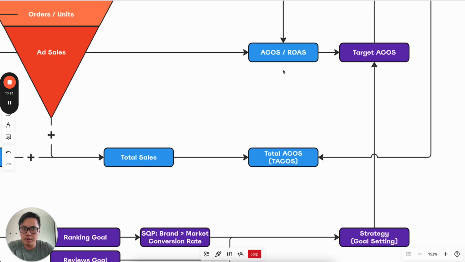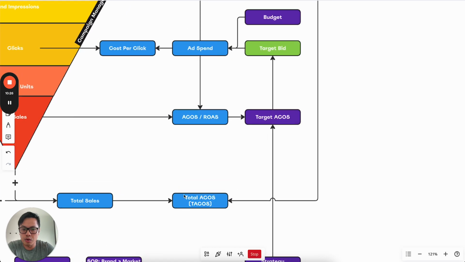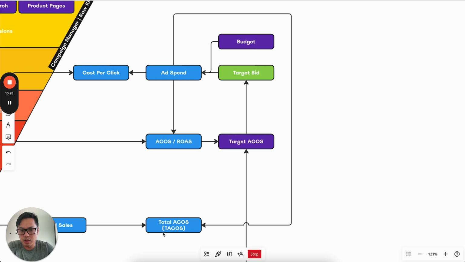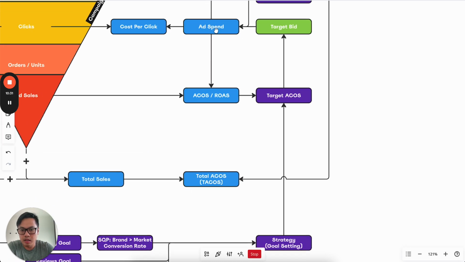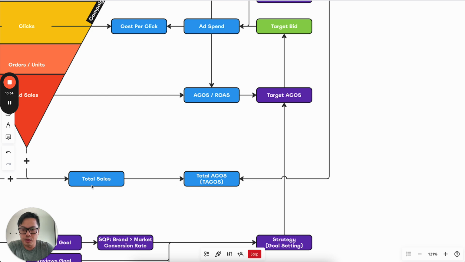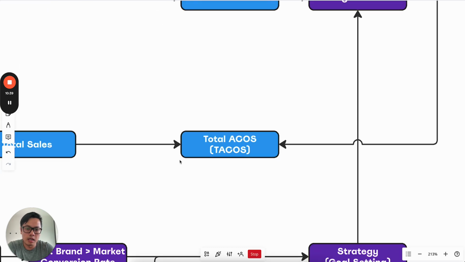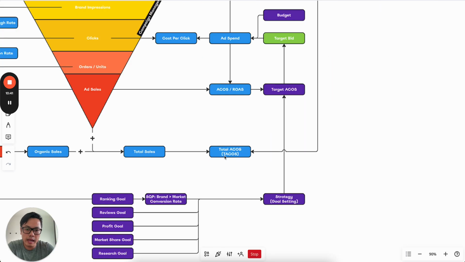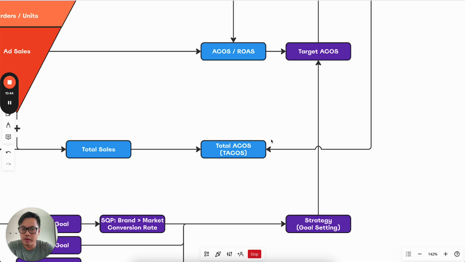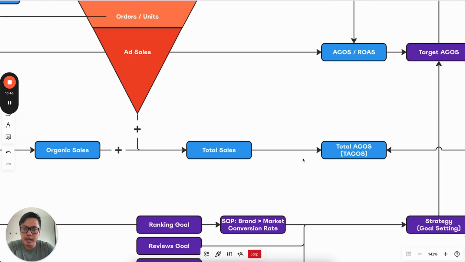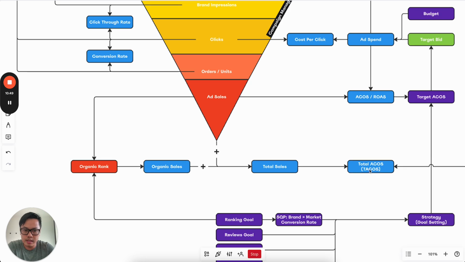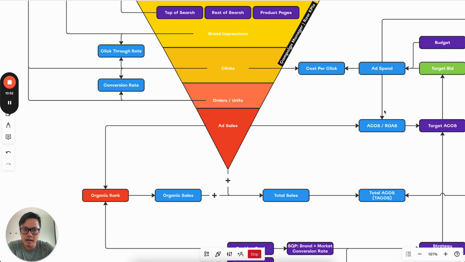From there, we're able to calculate total ACoS, or TACoS. So TACoS is your ad spend over your total sales. This is a KPI that a lot of people like to use. However, I personally like to stay away from reading into TACoS too much because there's too much going on. As you can see, this number is affected by your ad side, so you've got your ad spend and everything that I discussed in order to get to ad spend.